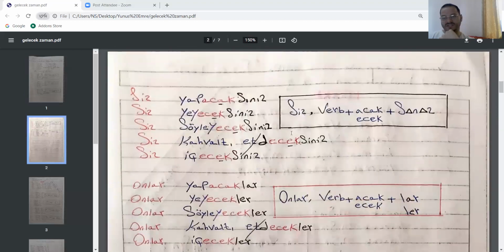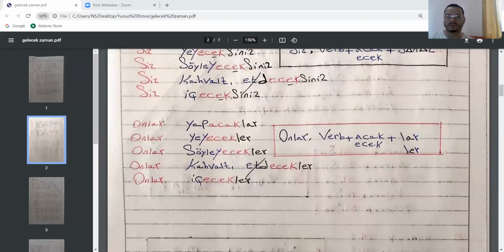Now siz, that means you, or we can say all of you. Siz: the base form of the verb plus acak/ecek, S, delta, and delta Z. I explained in the previous lectures what delta means. It's some vowel letter to make something like tone in the Turkish language. It will be yapacaksınız, yiyeceksiniz, söyleyeceksiniz, kahvaltı edeceksiniz, içeceksiniz.